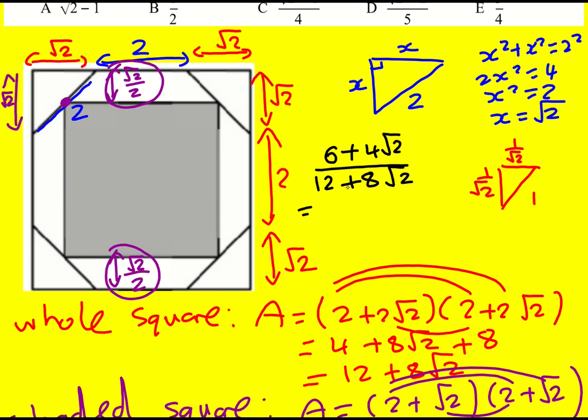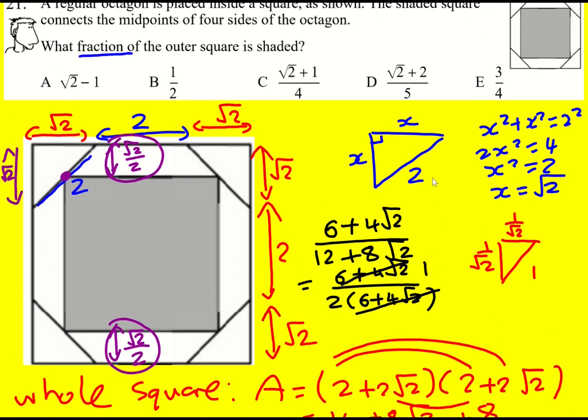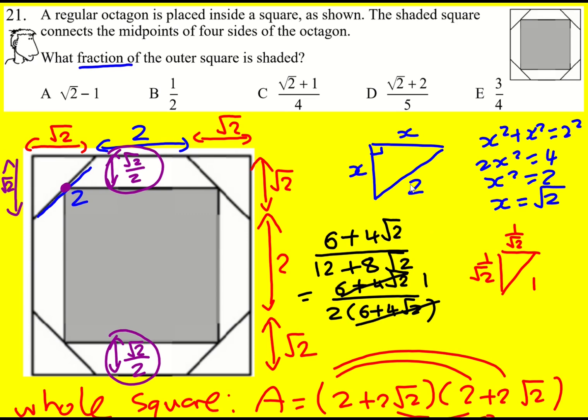In fact, I can see that the bottom is a multiple of the top. I've got 6 plus 4 root 2 over 2 lots of 6 plus 4 root 2. This has worked out really nicely. These two cancel, simply leaving me an answer of a half, which is not what you'd expect at the start of this question, that this is a half of the area, but that must be the answer. We've proven it numerically. Well done.